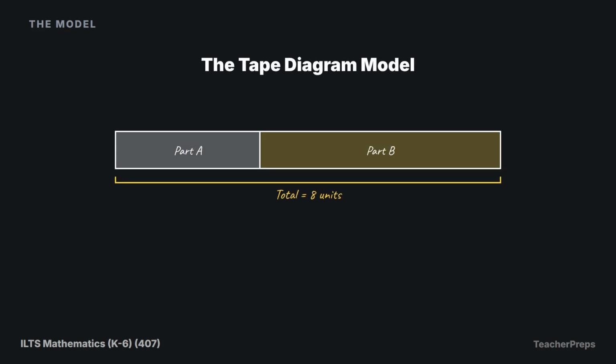A tape diagram represents a ratio by drawing bars whose lengths are proportional to the values being compared. Here part A spans 3 units, and part B spans 5 units, making the ratio 3 to 5 immediately visible as a whole. Teachers use tape diagrams for ratio and rate problems because the visual keeps the referent whole in view, which helps students avoid the common error of treating a part as if it were the whole.